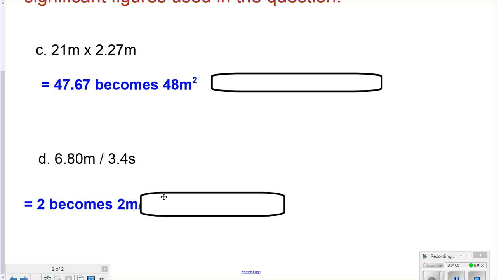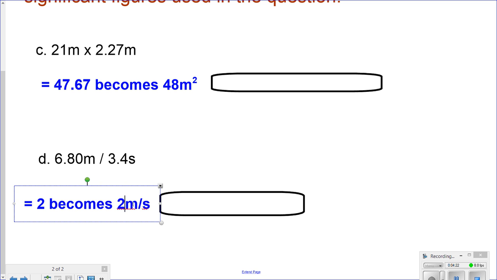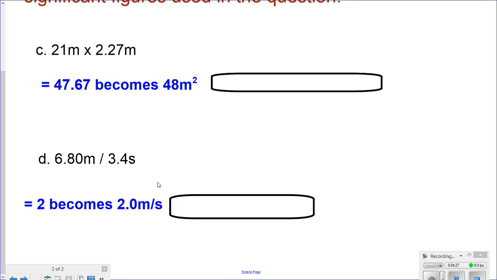But I need to add the unit values. In this case, it's meters over seconds. I cannot cancel that. So 6.80 divided by 3.4 gives me exactly 2. But since I want two significant figures, the answer becomes 2.0. And this gives the value of two significant figures. It doesn't change the value of the answer. It's still 2. But I must make it to the proper amount of significant figures. In this case, it is 2.0. I hope this helps you out.